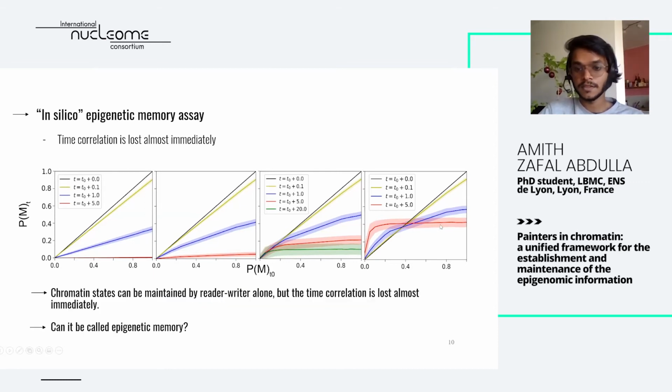So what does this mean? This basically means that if a modified state is a repressive state, like a repressive mark, we can basically maintain the repression but not the exact ChIP-seq profile. So I pose this question: can it actually be called epigenetic memory? I pose it to you.